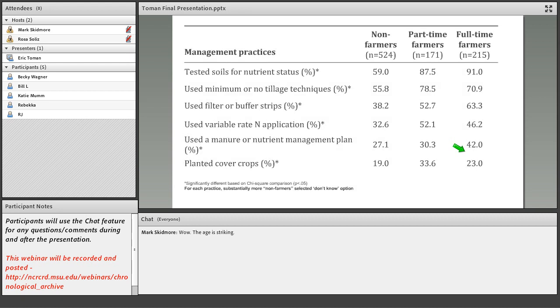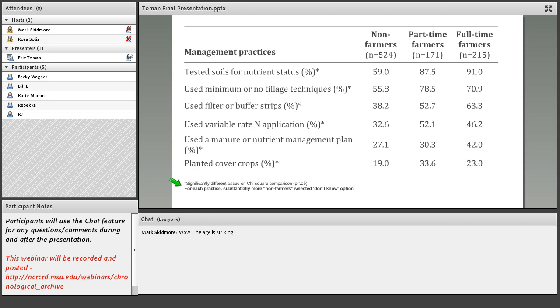So this is looking at adoption of different management practices, again across these different groups. Here again, we see significant differences on each of these items. In general, full-time farmers were more likely to adopt these practices. In some cases, like minimum or no-till, part-time farmers indicated a higher adoption than full-time farmers, but still a substantial number of each. And again, in each case, full-time farmers were more likely to adopt these practices than others.